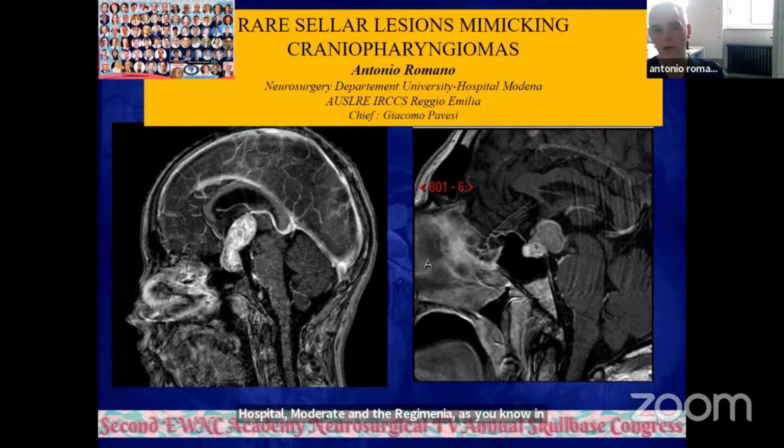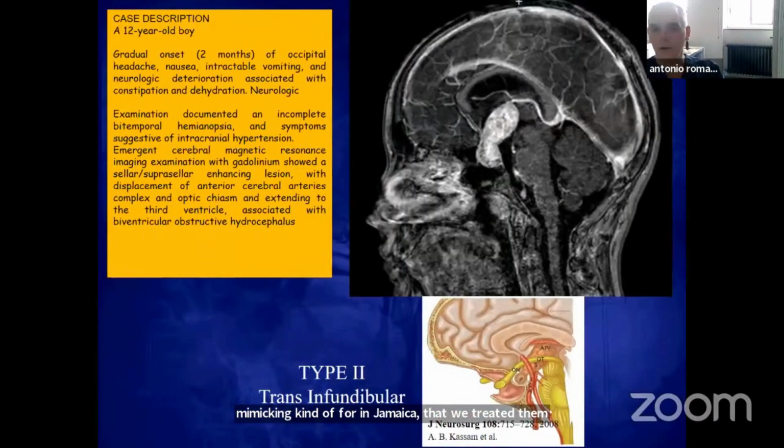Now I'm going to talk about some rare cases of sellar lesions mimicking craniopharyngiomas that we treated as if they were craniopharyngioma. The first case is a 12-year-old boy with a gradual onset of headache, about 2 months of occipital headache, nausea, vomiting, and neurological deterioration. During hospitalization, the neurologic examination documented symptoms of intracranial hypertension and hemitemporal hemianopsia.